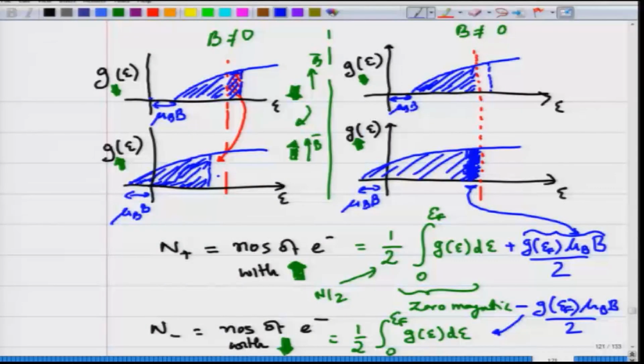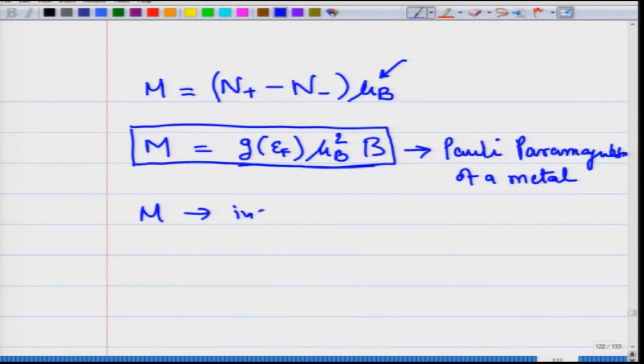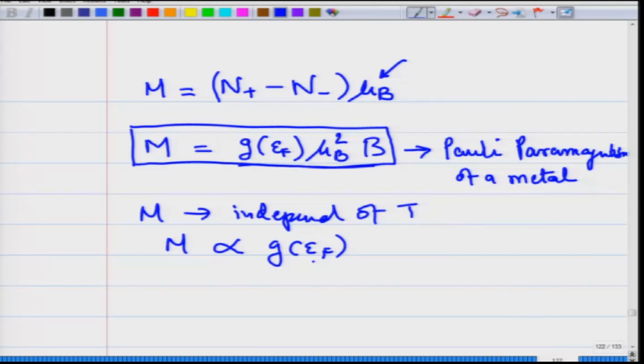This is the lower energy state where the magnetic moment is parallel to the field direction, and that happens when you apply a magnetic field, and these are the extra electrons which get aligned in the field direction, which gives you the net magnetization, and this is what is called Pauli paramagnetism of a metal. The magnetization is independent of temperature. The magnetization is proportional to the density of states at the Fermi level, okay.